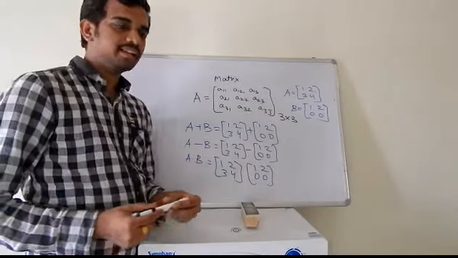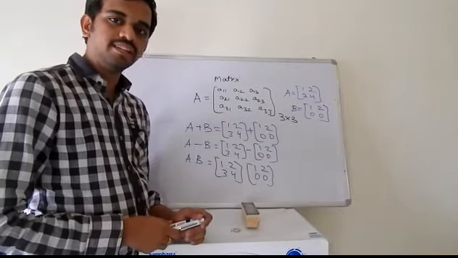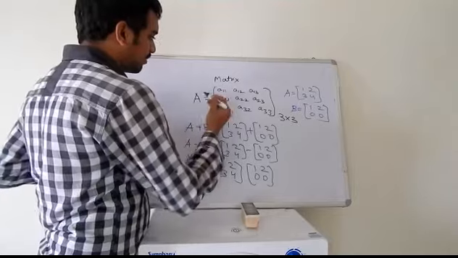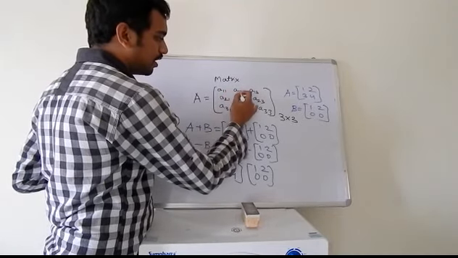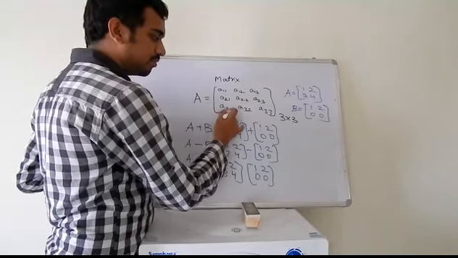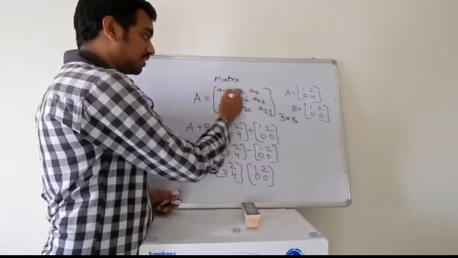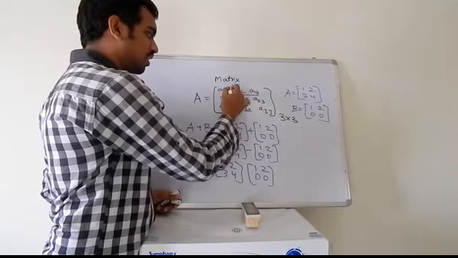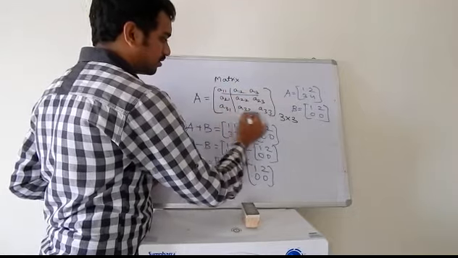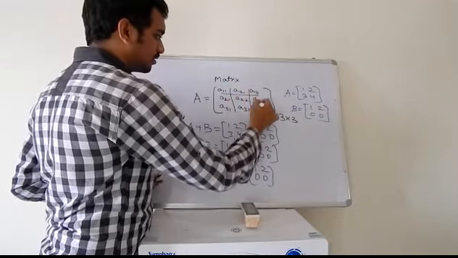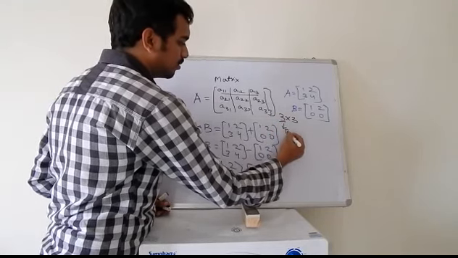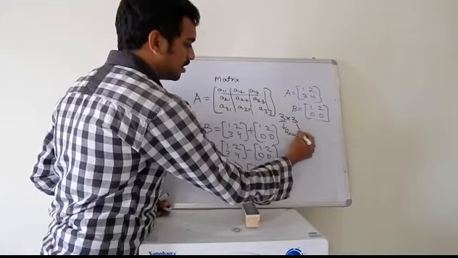So what is a matrix? It is an arrangement of elements in rows and columns. See here, I am arranging some elements: A11, A12, A13, A21, A22, A23, A31, A32 and A33. I am arranging the elements in rows as well as columns. This is the number of rows and this is the number of columns. The first index indicates the rows and the second one indicates the columns.